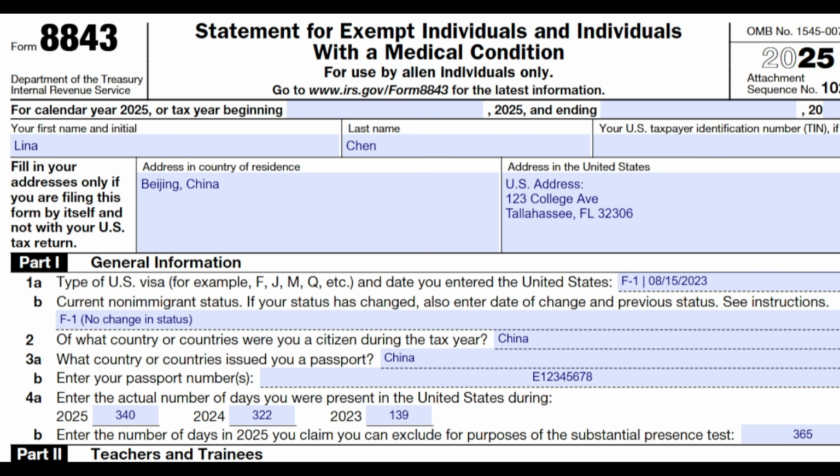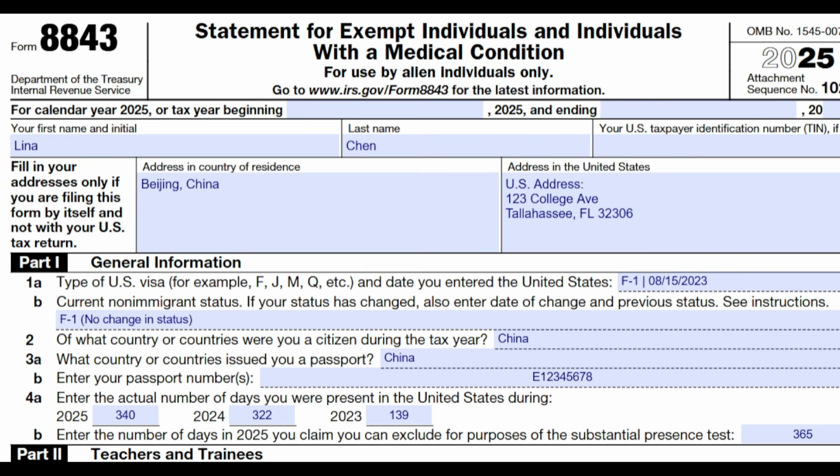Fill out your address. I didn't complete the entire address in Beijing. I was just letting you know, okay, Beijing, China. In the U.S., you just put your U.S. address. I just put 123 College Ave. I just made up a U.S. address for this. But you put your U.S. address. Okay, then what we get to is our general information.